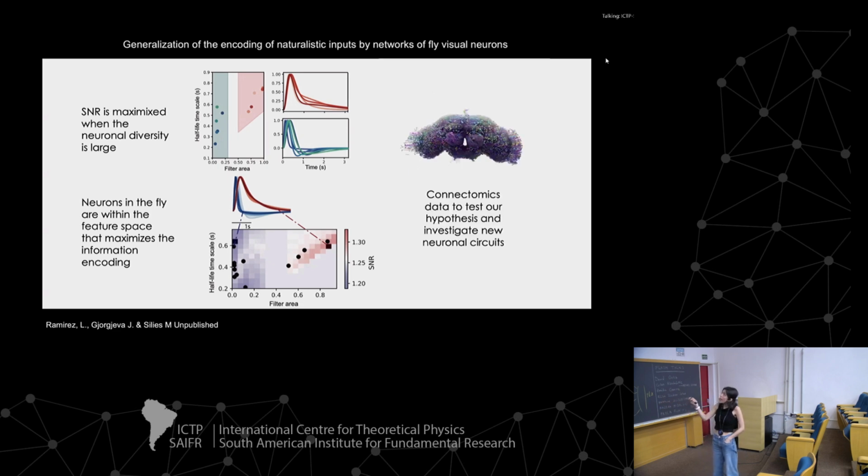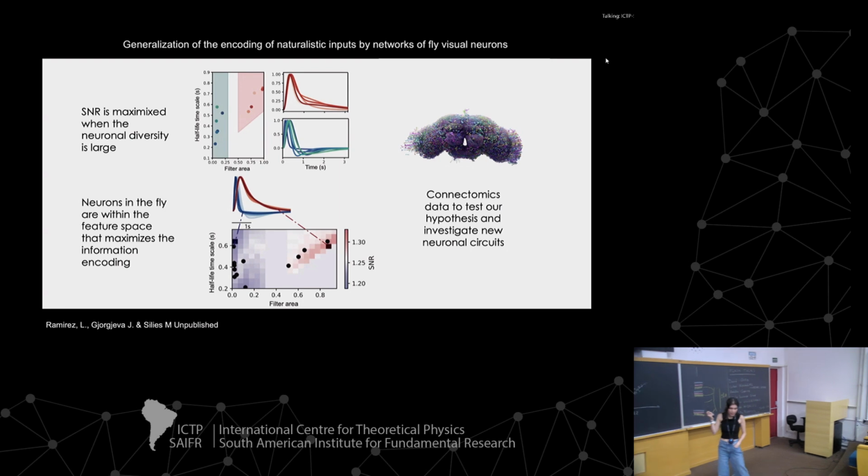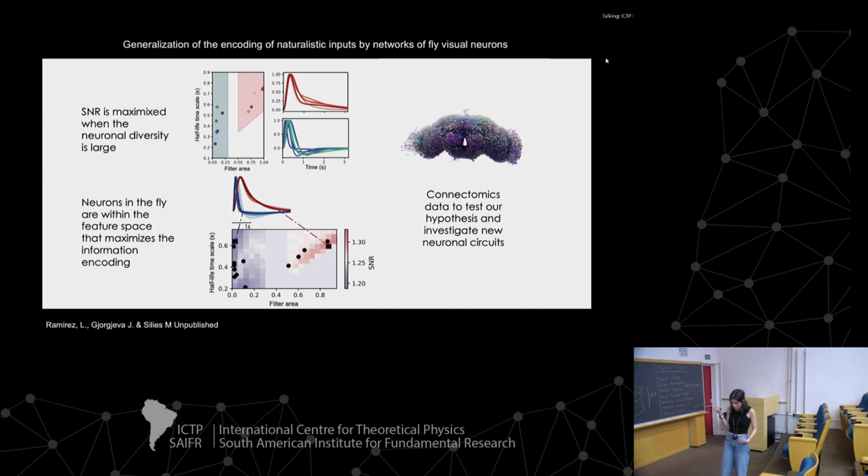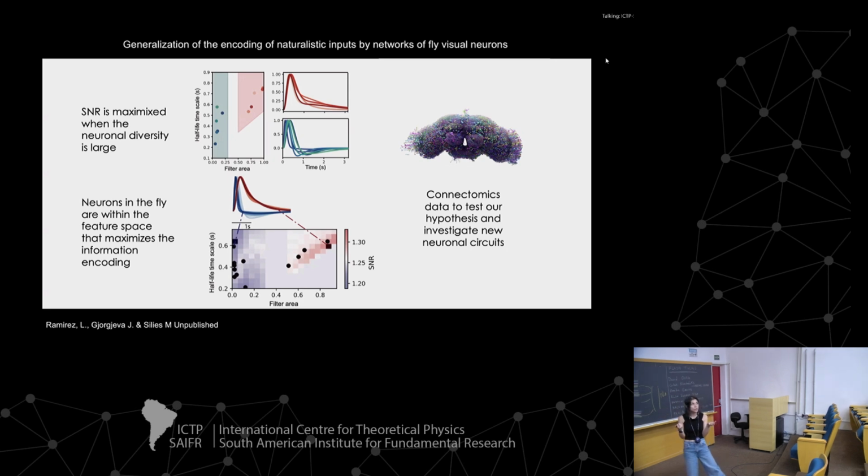So we are also now trying to make sense of all this data using the connectome. So we are testing our efficient coding hypothesis. I'm not going to talk about this now, but I can talk about that later. And then the idea is to use this rich data set, first to test our hypothesis on this efficient coding, and also to be able to explain some of the patterns of connectivity that we observe in these flies.